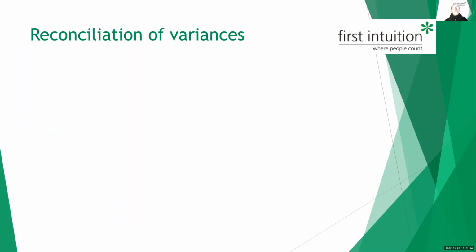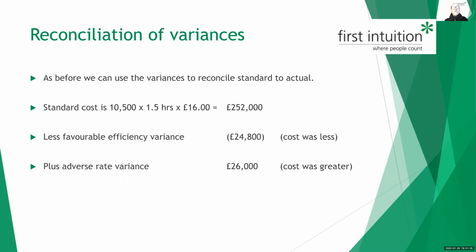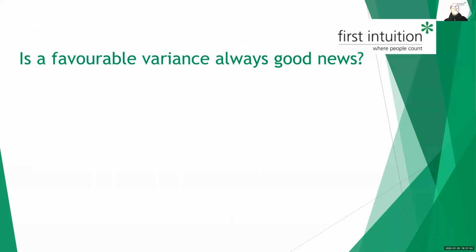And again, we can reconcile. 10,500 units should cost £252,000. We saved 24,800 on efficiency, but we paid 26,000 extra on rate. Which again, 252 less 24 plus 26 takes us to the actual amount paid, which was 248,500. I've got a typo in the figure there. But you get the principle.